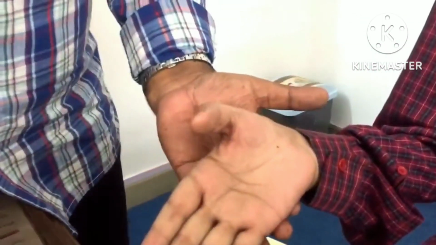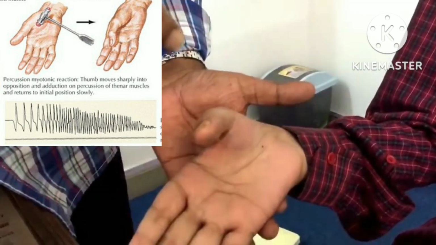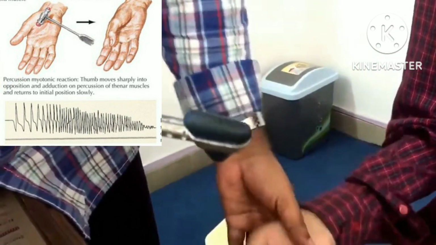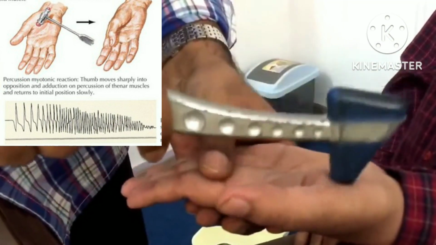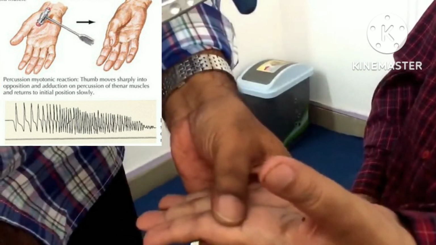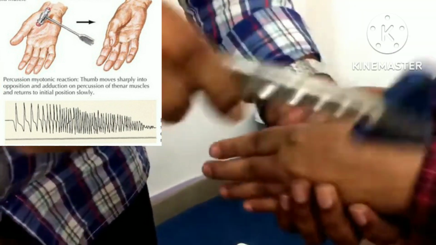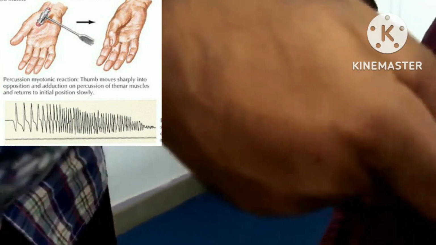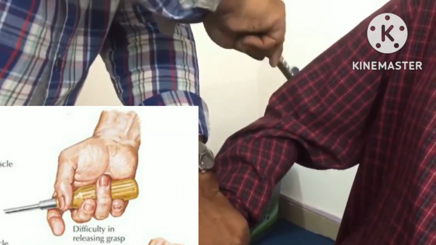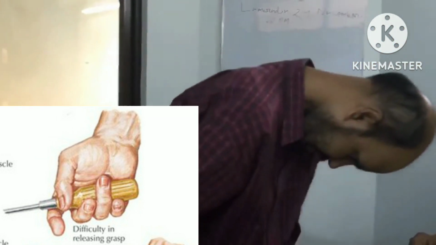Now we'll be discussing the signs. What signs are seen? The first sign is that on percussion of the thenar muscles, the thumb sharply moves in the opposite direction and in adduction. As we can see here, as soon as the examiner percusses, the thumb moves in adduction and in the opposite direction. These are the muscle activities which are increased, as we can see in the graph. Apart from this, among the clinical features, there is also difficulty in releasing the grasp. That means once the muscle is contracted, relaxation is difficult.